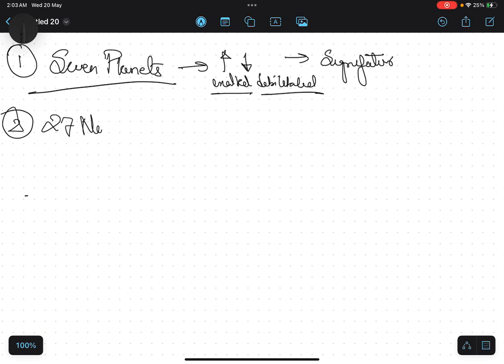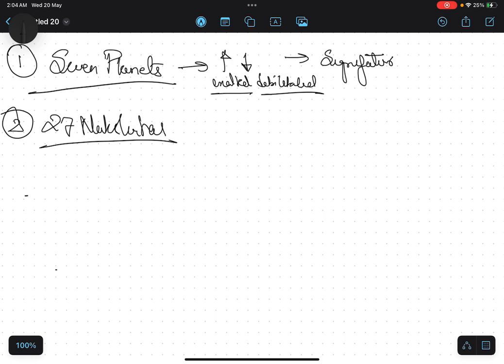Then we have the 27 nakshatras. One thing that I forgot to mention was the 12 zodiacs, which should have come within the first 1-2 videos, but I will anyway mention this in my reading material so that you also remember the names of all the zodiacs and who their owners are.